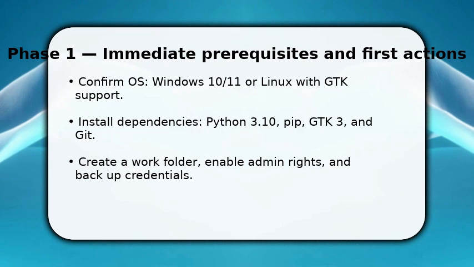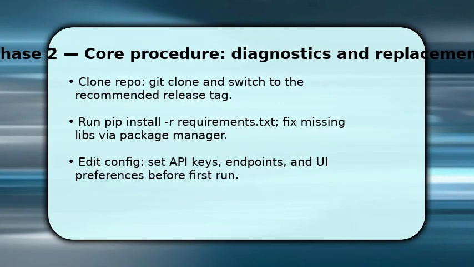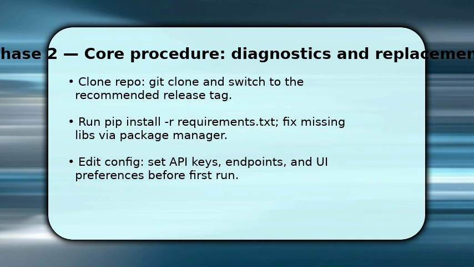Next, clone the Gui Chomik repository and check out the recommended release tag. This ensures compatibility. Then run pip install -r requirements.txt to pull Python packages, and use your system package manager to resolve any missing native libraries.